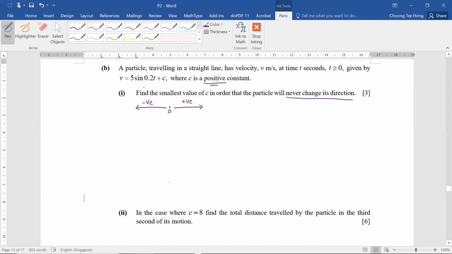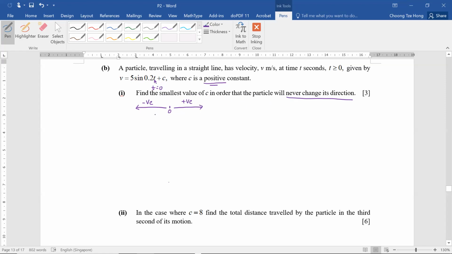So how do we know whether v should be always positive or always negative? For this we need to observe what is happening at time equals 0. When you substitute t equals 0, you have sine 0, which is 0. So 5 times sine 0.2t becomes 0, and we just have v equals c. But remember, c is a positive constant. It shows that at the start, the particle is moving to the right side. And since it never changes its direction, the particle always moves to the right side.